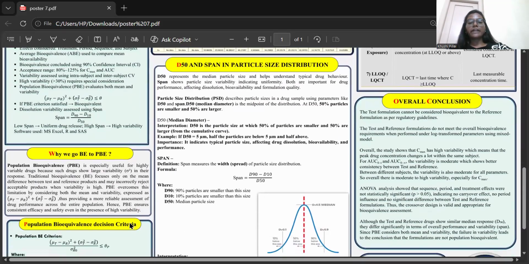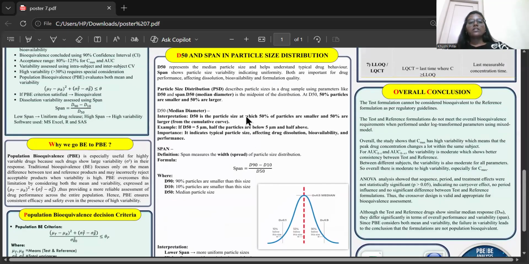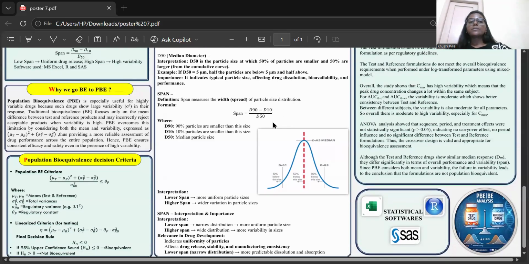D50 and span in particle size distribution are evaluated here. D50, the mean diameter, is the particle size at 50%, as we have earlier told, the middle value. So 50% of particles are smaller and 50% of particles are larger, from the cumulative curve. And span measures the width or spread of the particle size distribution, which is given by the formula D90 minus D10 divided by D50, where lower span indicates more uniform particle sizes and higher span indicates wider variation in particle sizes.